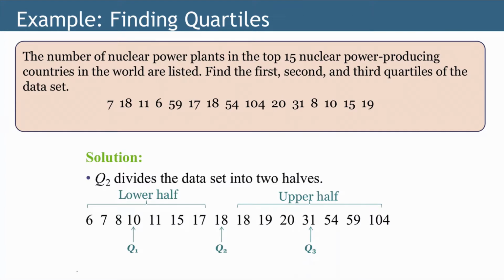I'm using this power plant data, and so if I order the data, first of all, find the median. Here's my median, and so now I have a lower half and an upper half. And now, what's the median of the lower half? 10. What's the median of the upper half? 31. You do not include 18, by the way, in the lower or upper half. It's in the middle. And so there we go. And then if I add on to that a low and my high, that gives me 5 numbers, and we call that the 5-number summary.